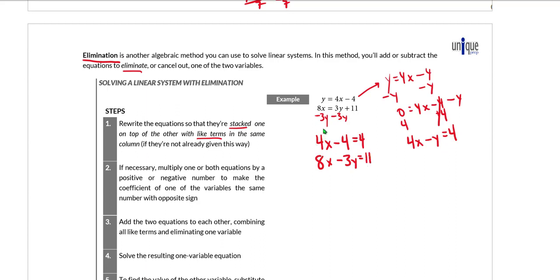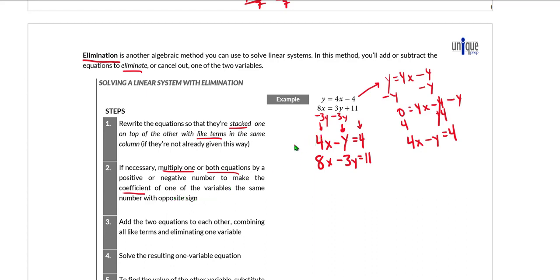And now notice that we have the two equations stacked. This is supposed to be a y. 4 and y, got to be careful of those. So we have our x's in the same column, our y's in the same column, our constants in the same column, and we are ready to go to step 2. Step 2 says that we need to multiply one or both of the equations by a certain number, positive or negative, to make the coefficient of one of the variables the same number with opposite signs.